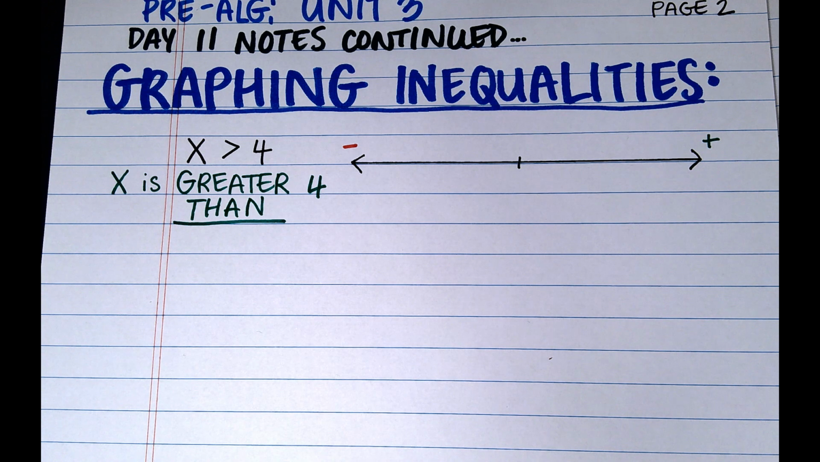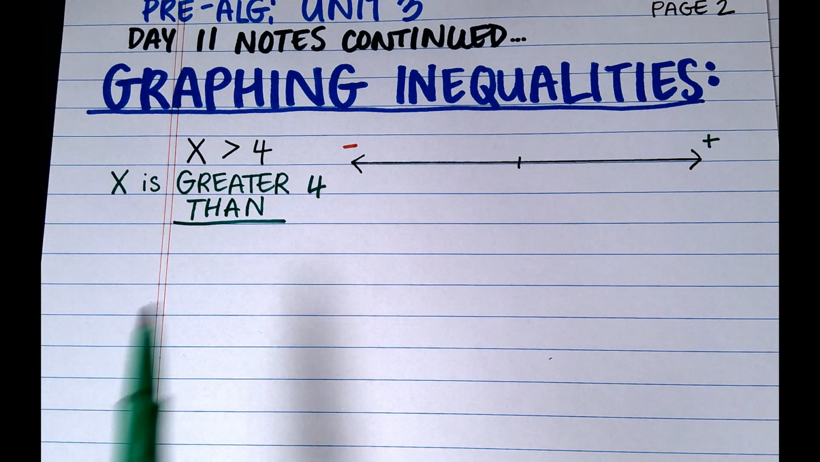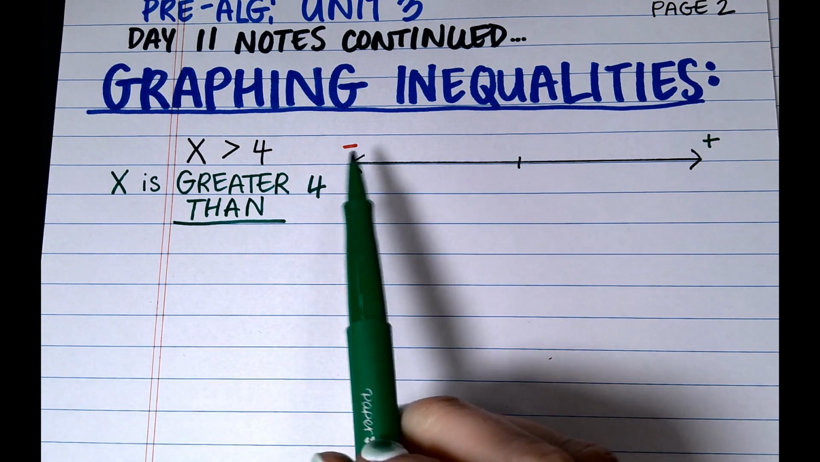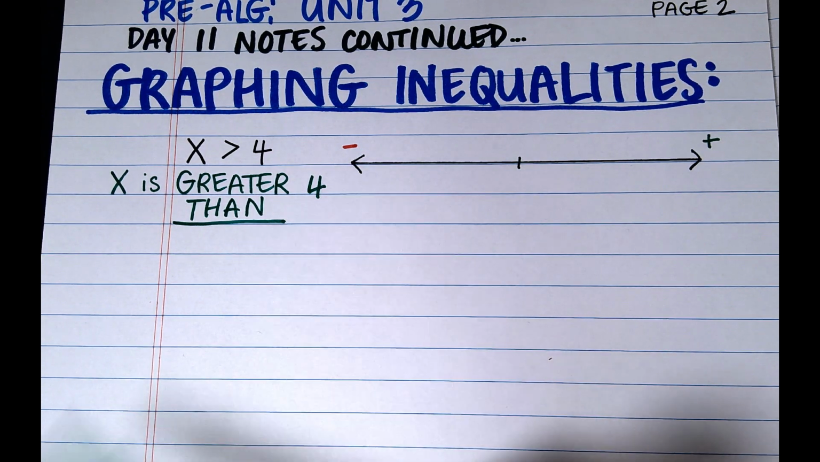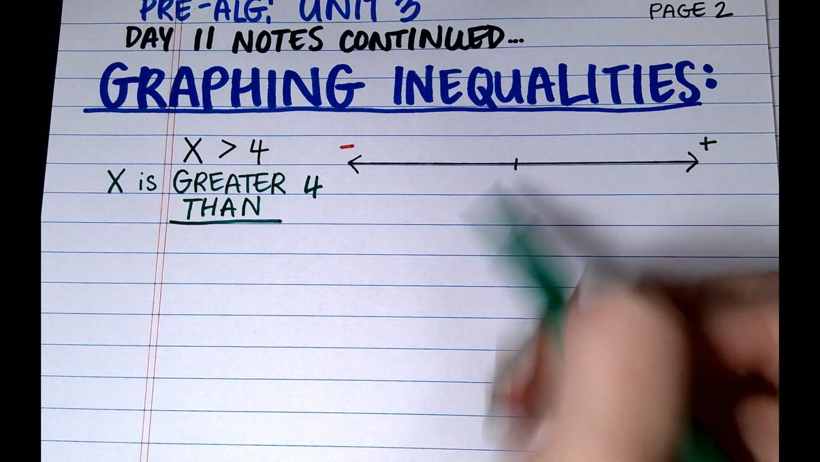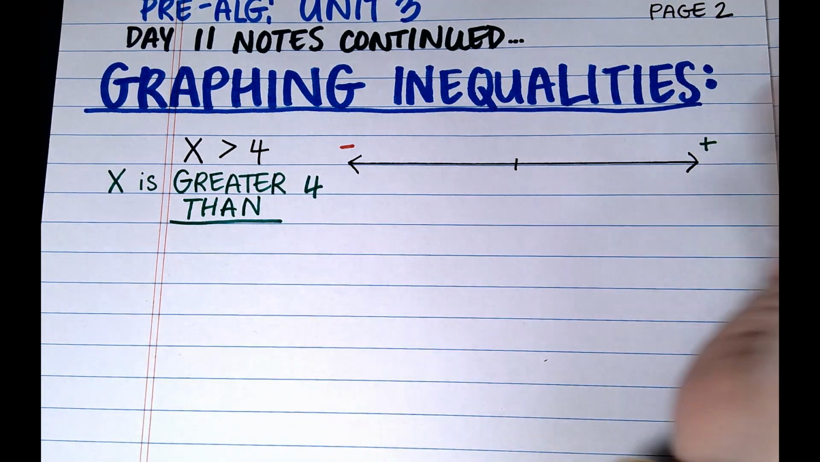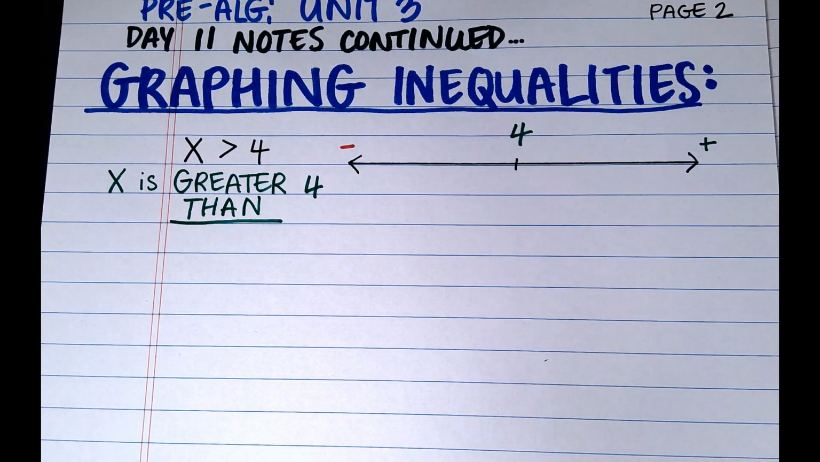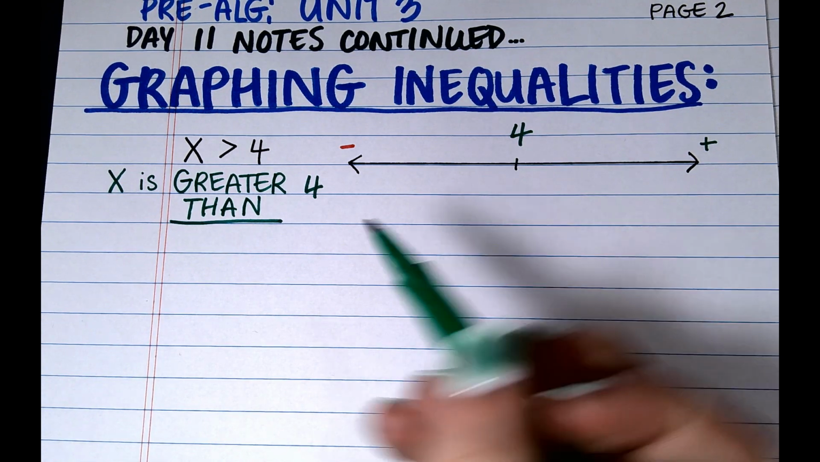X is greater than 4. So here's how I would graph this. I want my number line or my graph to show every possible number that x could be. So to do that, on my tick mark, I'm going to write the number 4. That's the first thing. We just write the number.